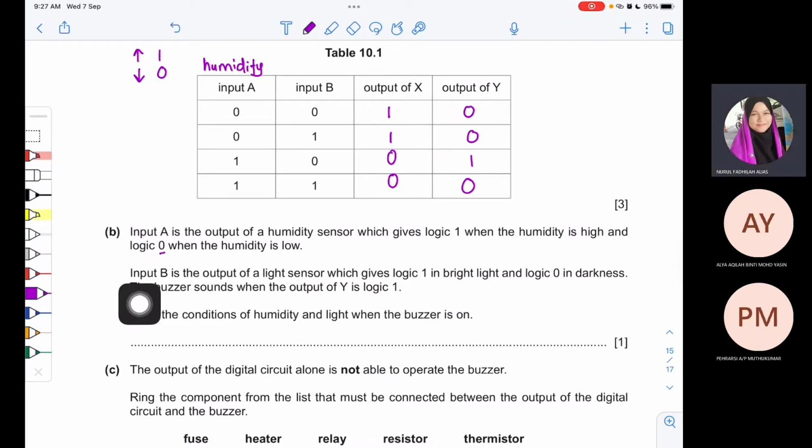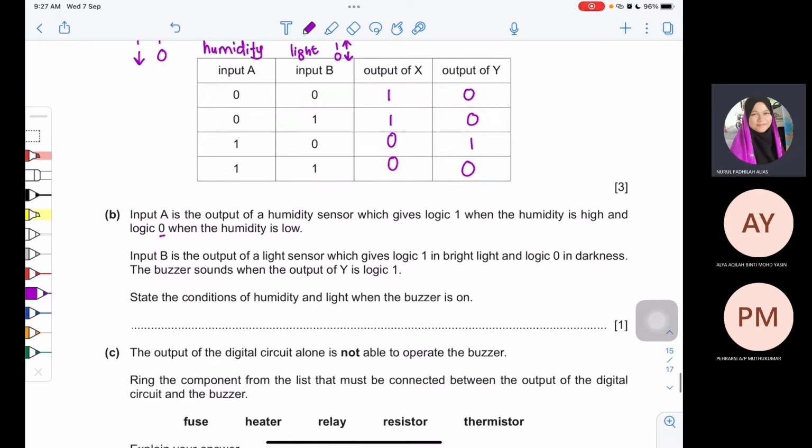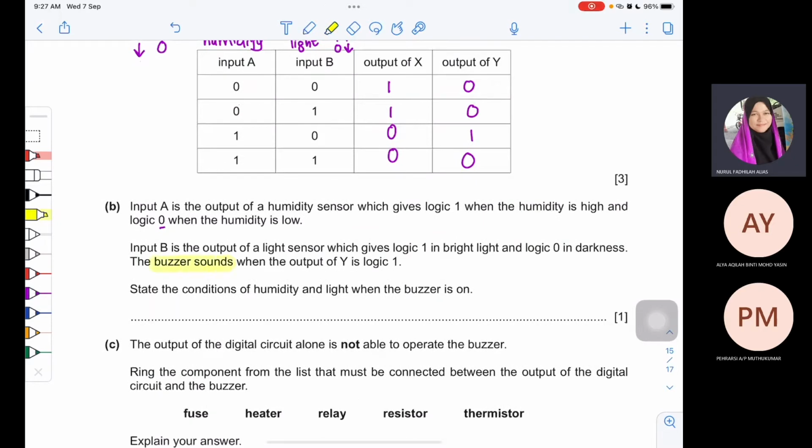Then it says here, input B, okay, this is B, is the output of light sensor. Okay, which gives logic 1 in bright light. Okay, 1 kalau terang, 0 kalau malam, dark. The buzzer sounds when the output of Y is 1. Okay, dia just bagi tahu you all lah. Buzzer berbunyi when output of Y is 1.